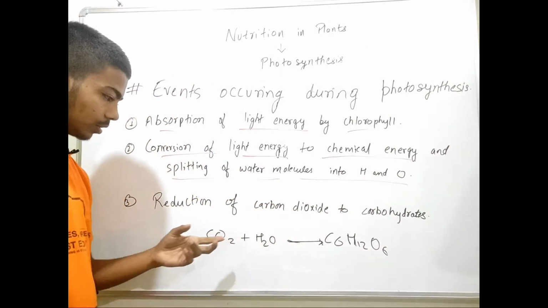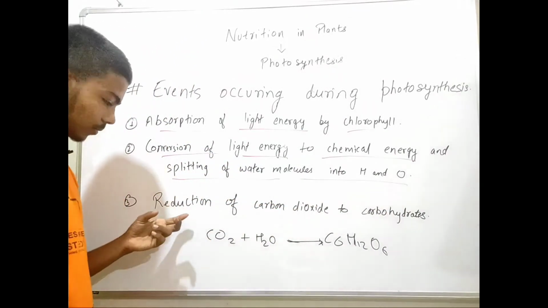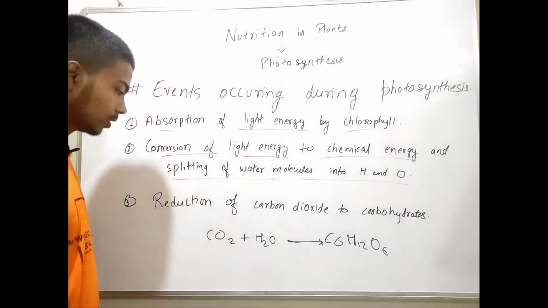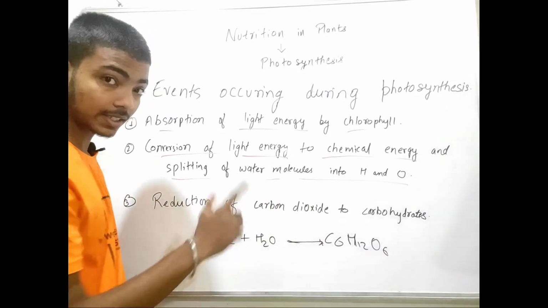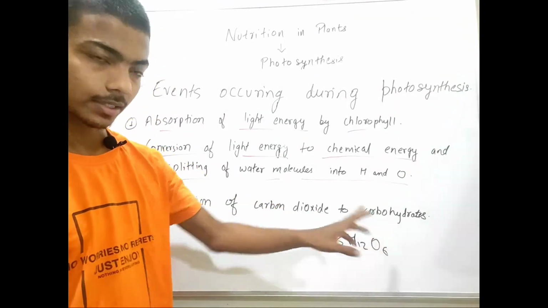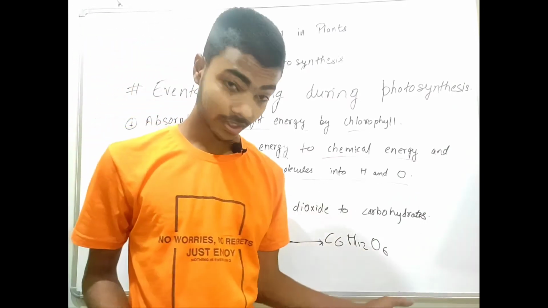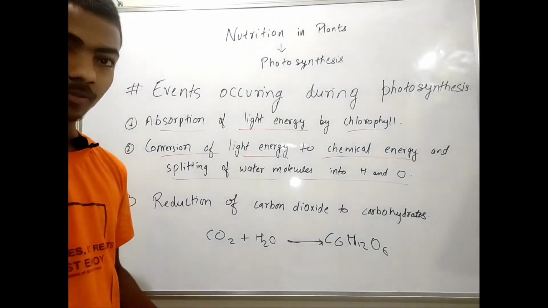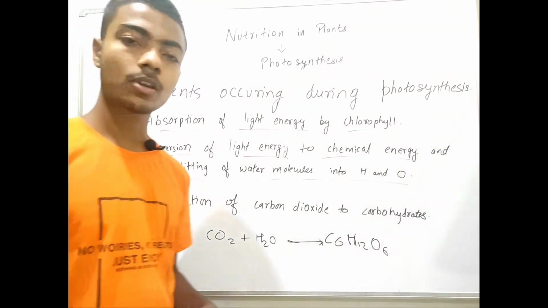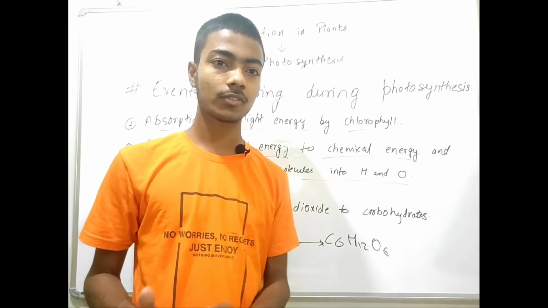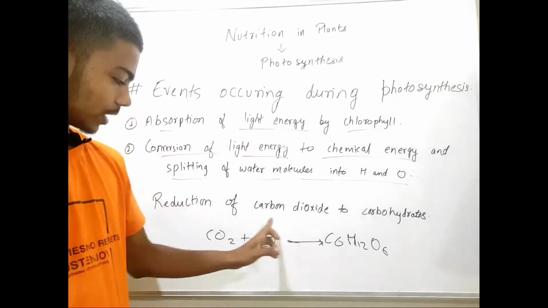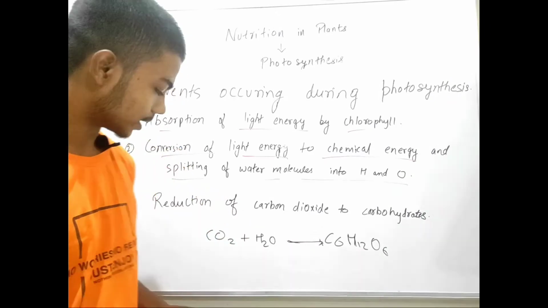After that, the most important event which occurs is the reduction of carbon dioxide to carbohydrate. Now carbon dioxide, that is CO2, is reduced to carbohydrate. In class 9, and in the first chapter of class 10th chemistry, we studied about reduction: addition of hydrogen or removal of oxygen. Addition of hydrogen or removal of oxygen is called reduction. So let us see how reduction is done here.